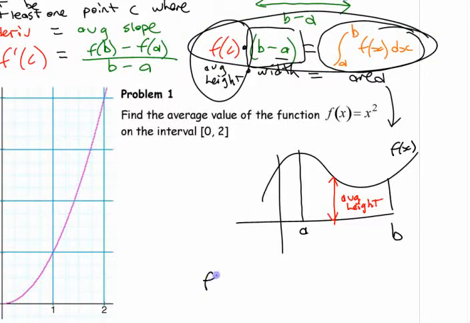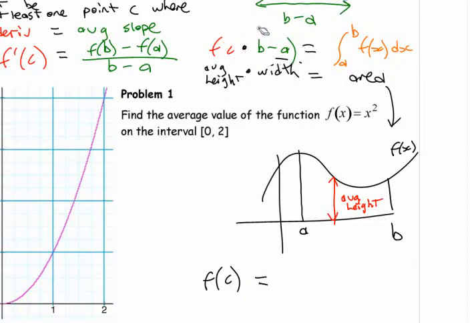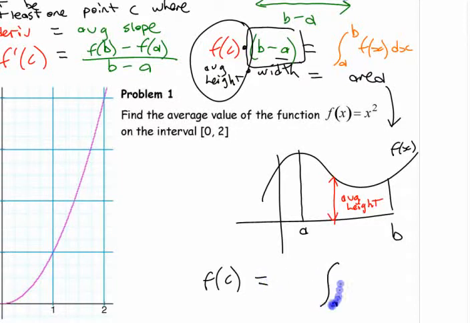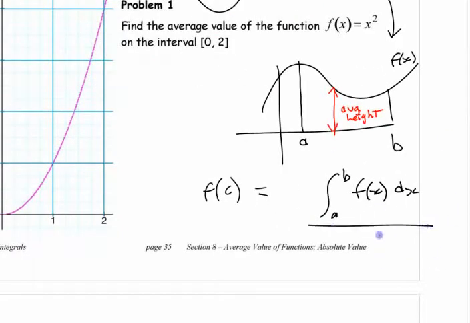The average value is f of c. How do I rearrange that? We've got f of c is equal to that area divided by width. That area, the integral from a to b of f of x dx, divided by b minus a.